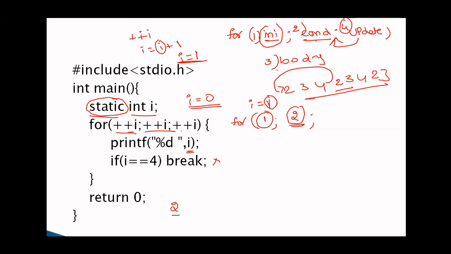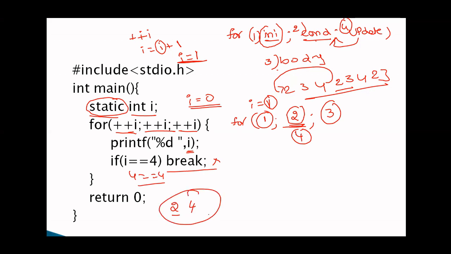Next, we move into ++i, that is the update. Up to now, the i value is 2, so ++i makes the i value 3. Again, after updating, we move into the condition. In the condition we have ++i, so what is the i value? 4. 4 is a non-zero number, so enter into the body. printf %d, i prints 4, so 2, 4 is printed. If i is equal to 4, so 4 equals 4, break. Break means come out of the loop. So the final answer is 2, 4.